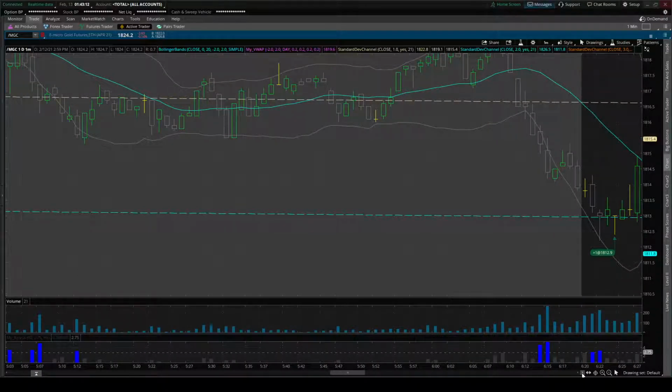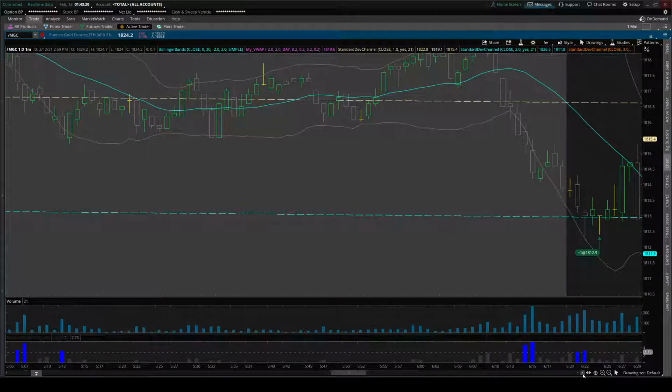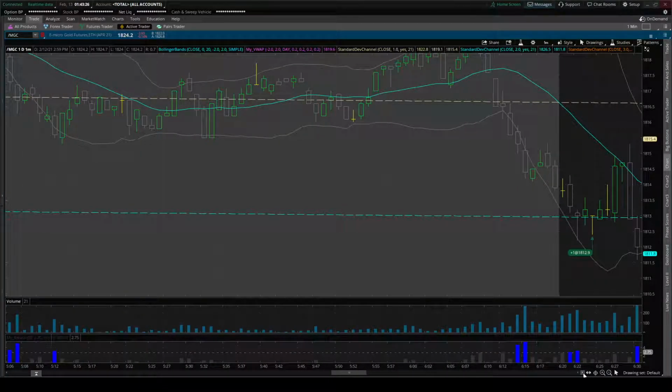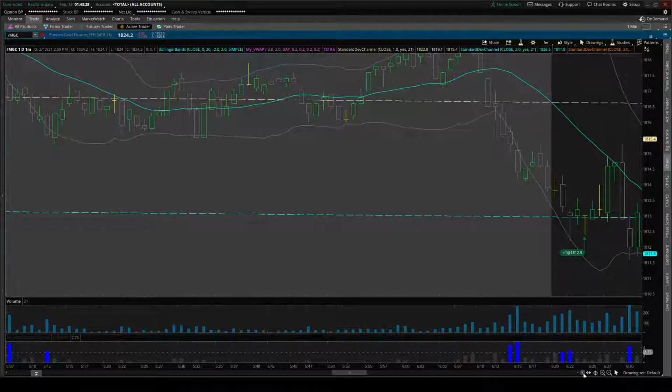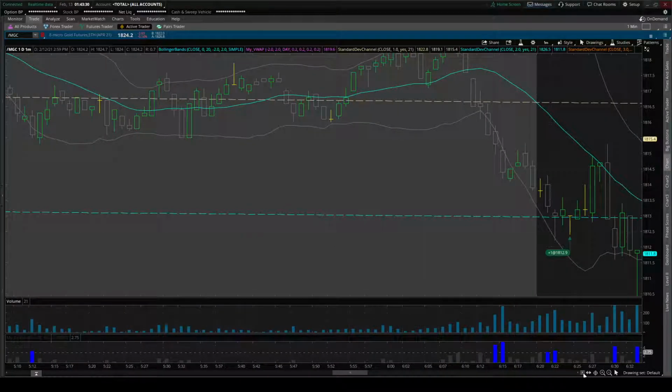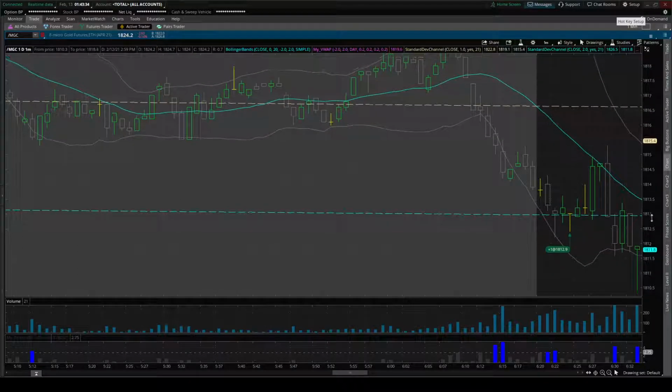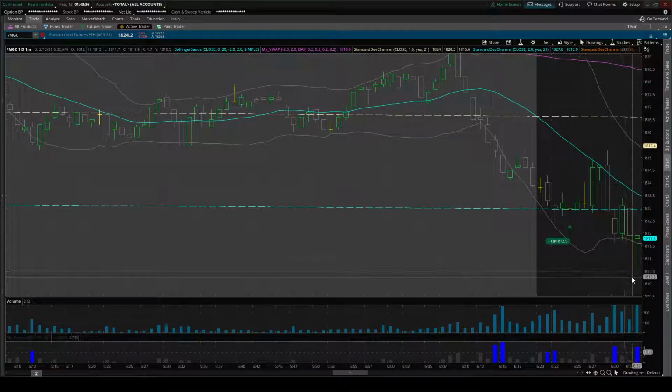Did not sell on this spike. My target is up in this area. Once again, the gap. Here's a sell-off. Once again, still looking to buy dips. Okay, I'm going to scroll. I'm going to shrink this chart down a little bit. I didn't buy anything here.